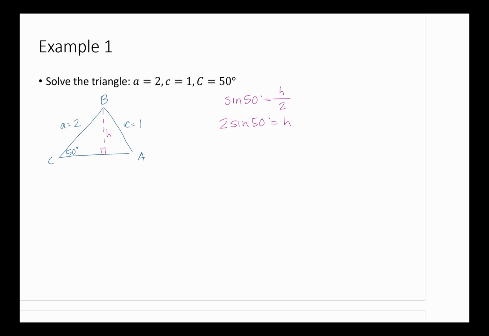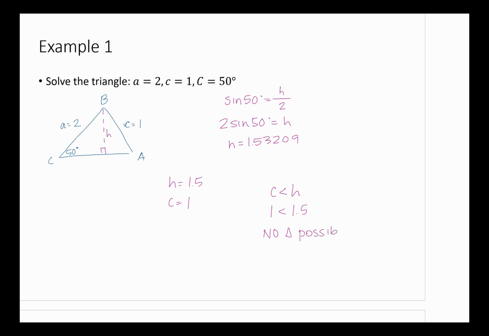And so if I plug that into my calculator, I get 1.53209. Okay, so my height is about 1.5. So if my height is 1.5 and the opposite side is 1, since C is less than H, 1 is less than 1.5, there's no triangle. No triangle is possible.